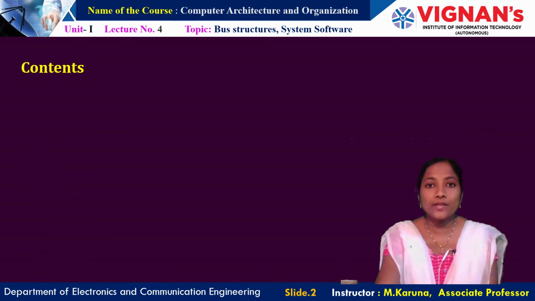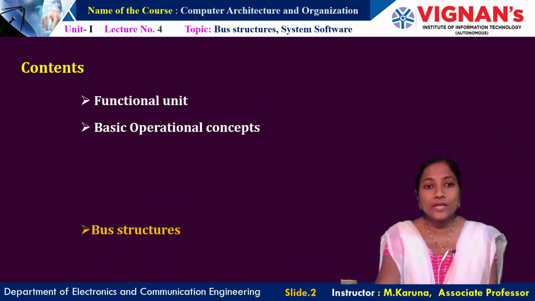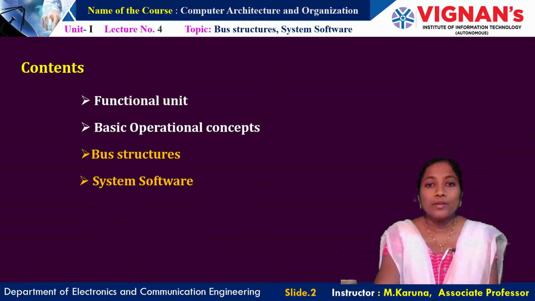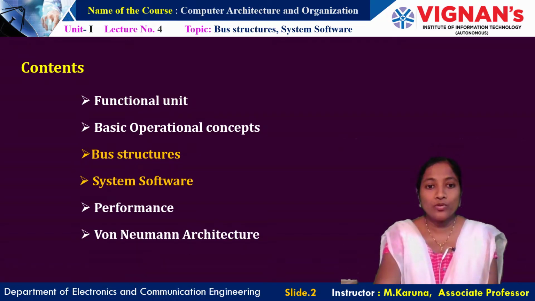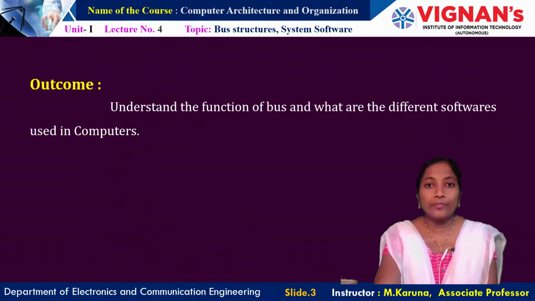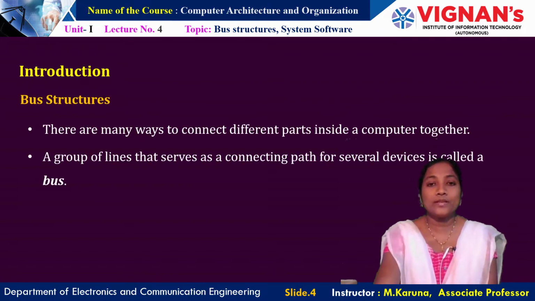First unit contains the following topics: functional unit, basic operational concepts, bus structure, system software, performance of the system measurement, Von Neumann architecture, and Harvard architecture. In this topic, we will concentrate on bus structure and system software. So, coming to the outcome: after completion of the topic, you can explain the function of the bus and what are the softwares existed in the computer system. Let us see the introduction.